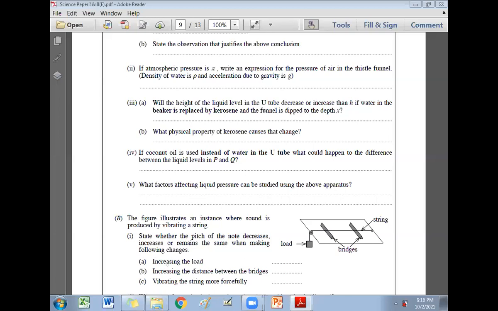Right? Okay. Then part 3B. I told, no, part 3A, decrease or increase if replaced by kerosene. I told you why. What is the physical property of kerosene that causes this change? Who can tell me the answer for part B? Which physical property of kerosene changes this?